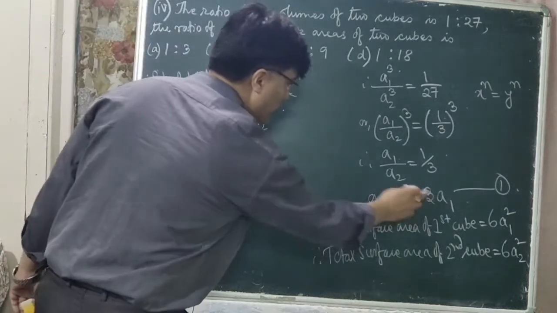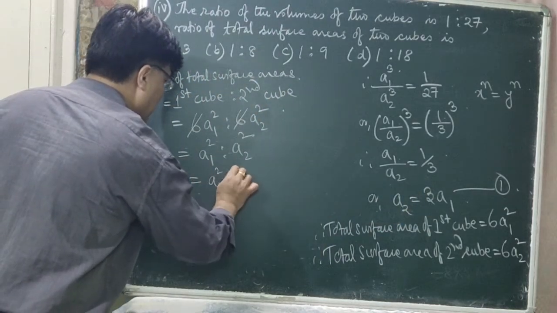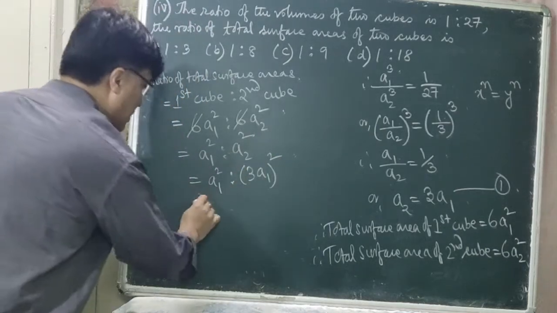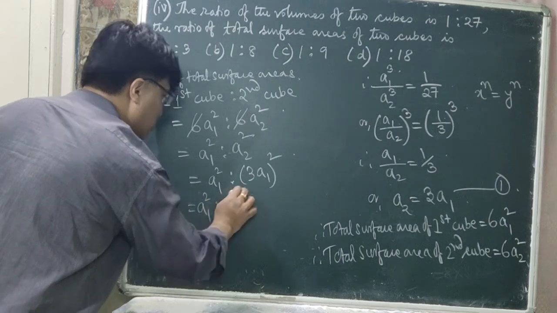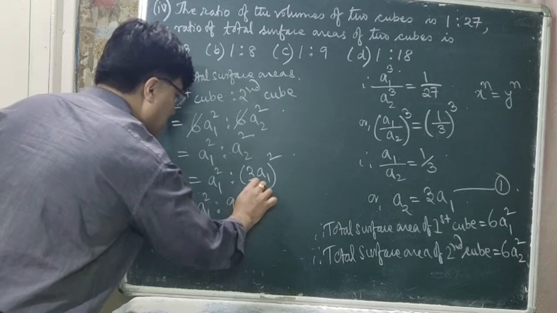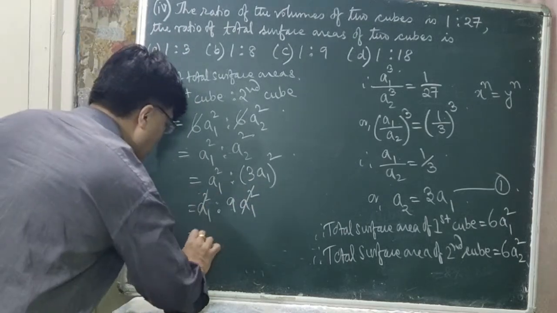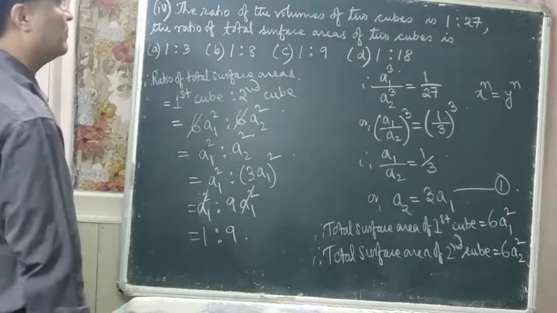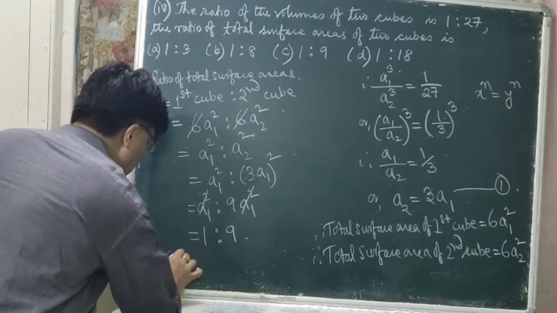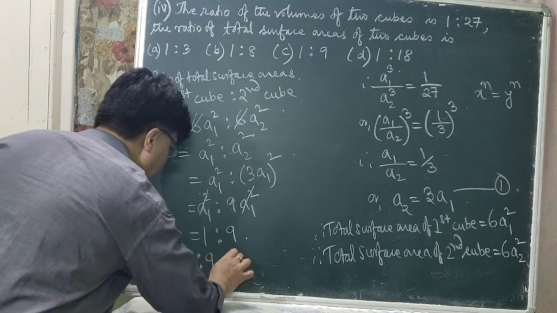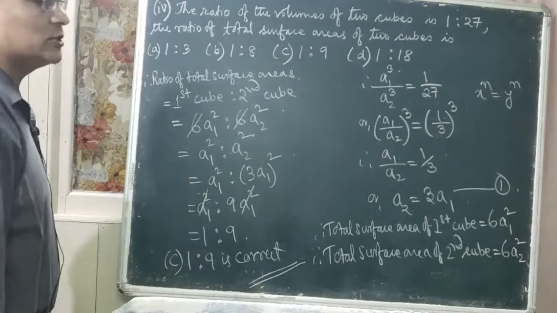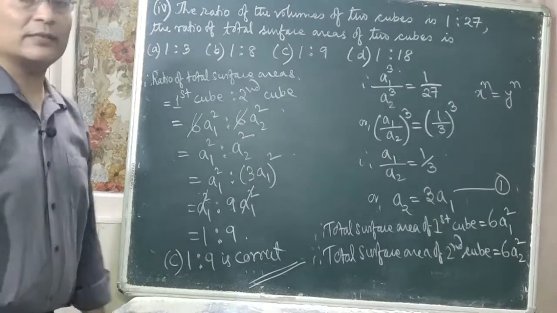You can put the value for A2 from here, isn't it? So A1 square is to, what is A2 whole square? This will be 3A1 square, which is equal to A1 square is to, what is 3A1 whole square? 3 square is 9 and it is A1 square. So you can cancel the similar terms, which is equal to 1 is to 9. So which is the correct option out here? That is C is the correct option. That is number C, 1 is to 9 is correct. So this is the correct answer.